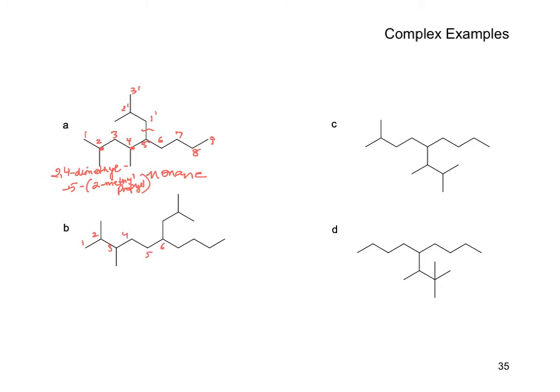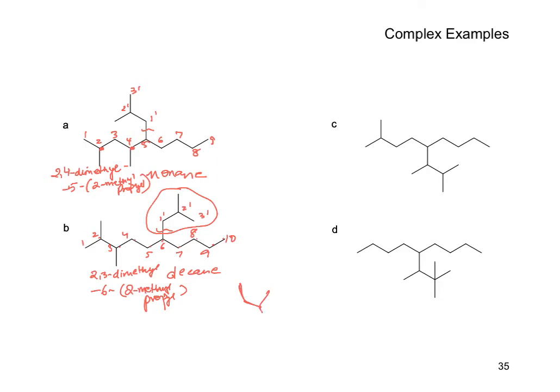Let's take a look at B. 1, 2, 3, 4, 5, 6, 7, 8, 9, 10. All right, so that's a decane. Positions 2 and 3 have dimethyl. The point of attachment is at 6. What goes in the parentheses? 1 prime, 2 prime, 3 prime. So 2-methylpropyl again. Hopefully you're seeing that isobutyl is also called 2-methylpropyl. 1-methylpropyl was sec-butyl.